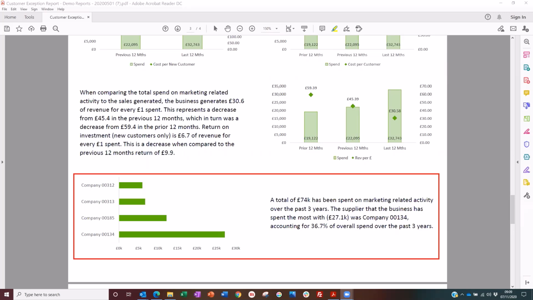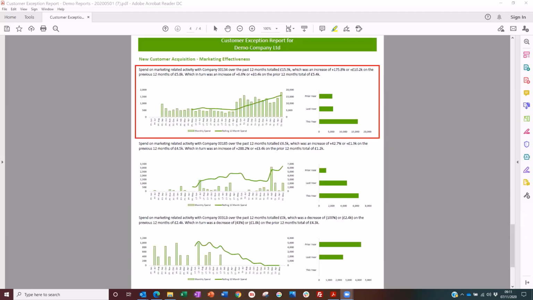Finally, those suppliers with the highest amount of marketing-related expenditure over the past 3 years are then identified. The final page then provides a detailed breakdown of marketing-related expenditure for each of the main suppliers over the past 3 years.